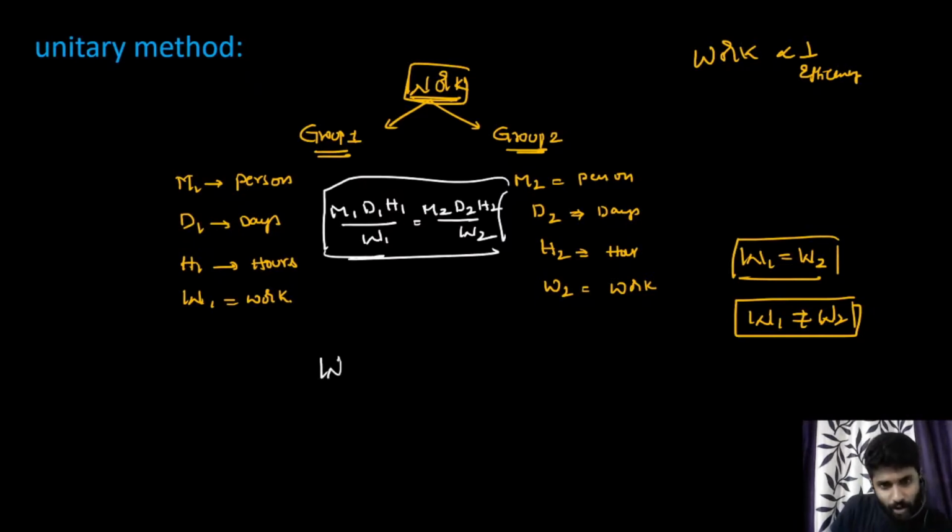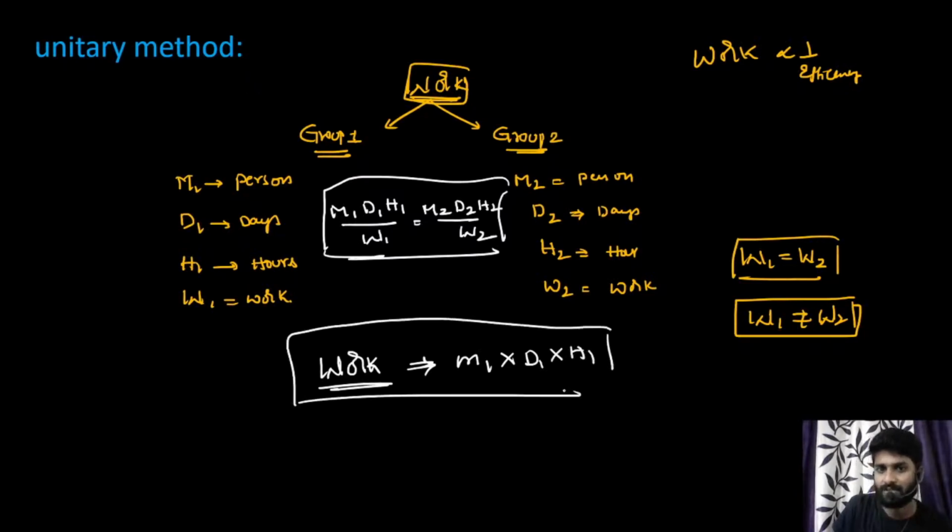The total work is based on the number of men performing, with the number of days and the number of hours they perform. So that is what we call work. If you are comparing two different parameters, the formula is M1 D1 H1 by W1 equals M2 D2 H2 by W2.